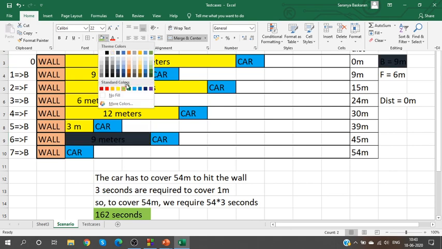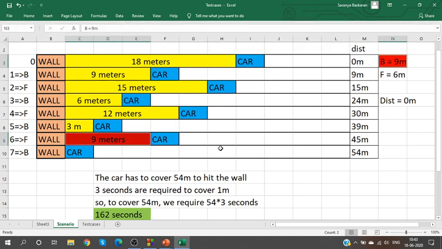Okay, look at the highlighted cells. Look at these two cells alone. If I have to hit the wall, the distance should be equal to the distance I can cover, or even if this distance is 8 meters and I can cover 9 meters, then also I will hit the wall. Can you understand? So this distance D should be less than or equal to B.